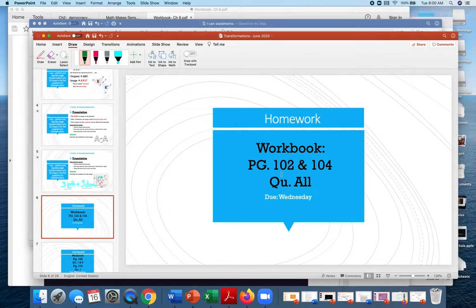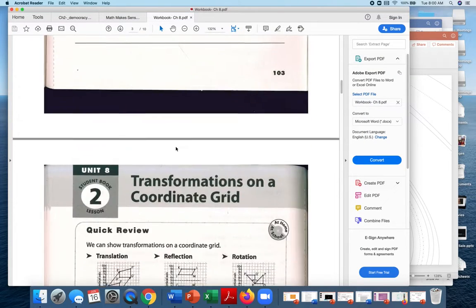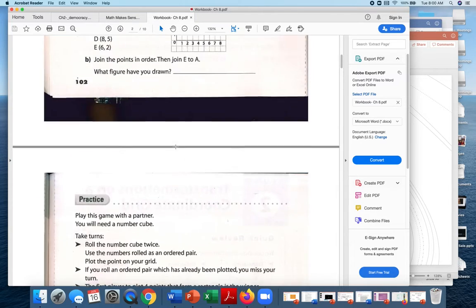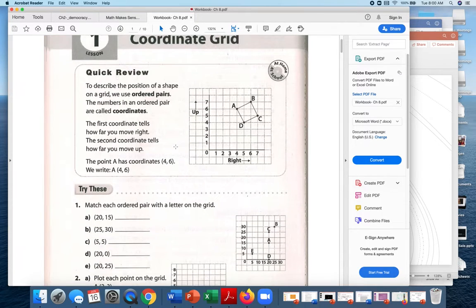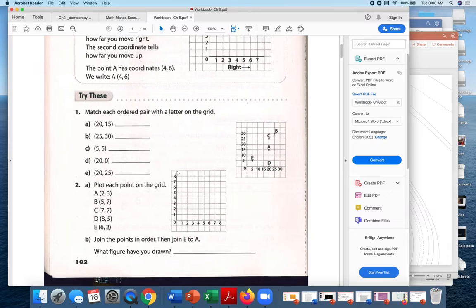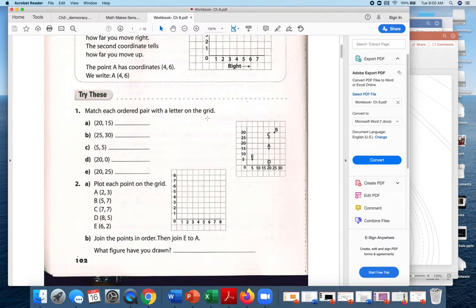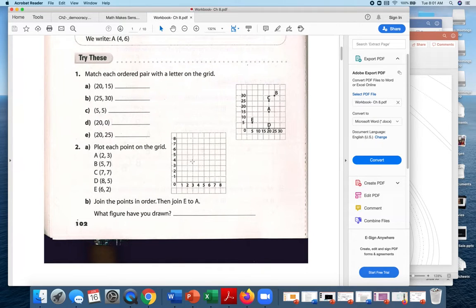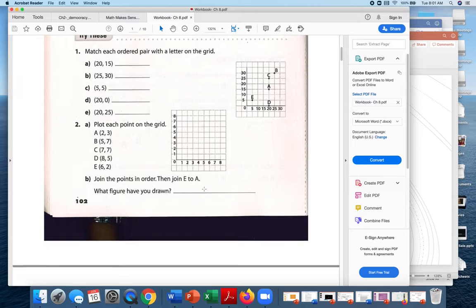Your homework today is workbook, easy, pages 102 and 104. We're going to skip 103. So it's this stuff here. Page 102 is here. Now this is totally review from earlier. All you have to do is match the ordered pair. We've done this so many times. And then you have to plot the ordered pair here. And then it says join A to E. Join the figure, so you have to draw them in order, and then you connect A to E. What figure have you drawn? So you have to name the shape. A little bit of review also.